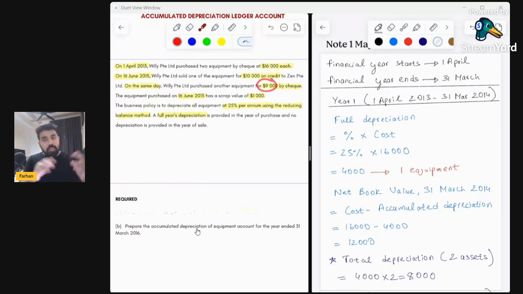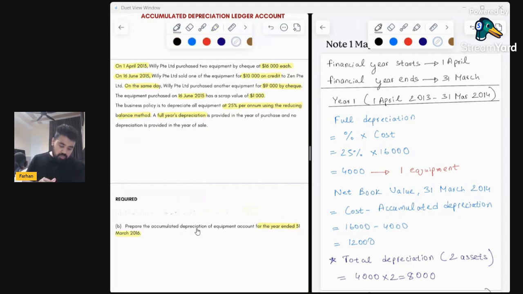The requirement of this question is also that we apply a full depreciation in the year of purchase and no depreciation in the year of sale. And the business policy is to use the reducing balance method at 25% per annum. So our requirement in this question is to prepare the accumulated depreciation account for the year ended 31 March 2016. So the question clearly specifies for the year ended 31 March 2016, which means we are interested in everything that has happened in the financial year starting 1 April 2015 and ending 31 March 2016.